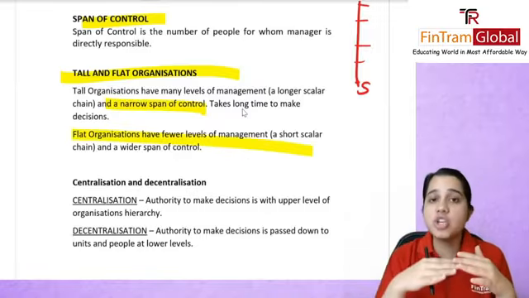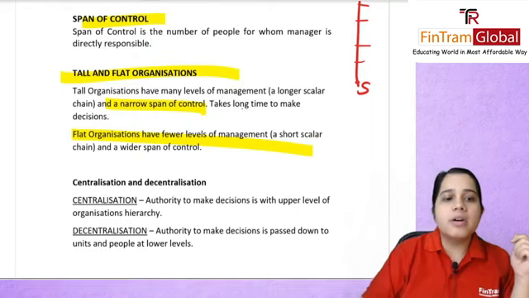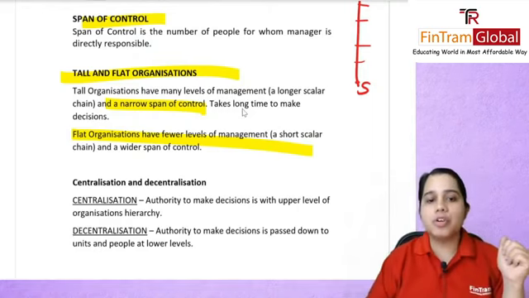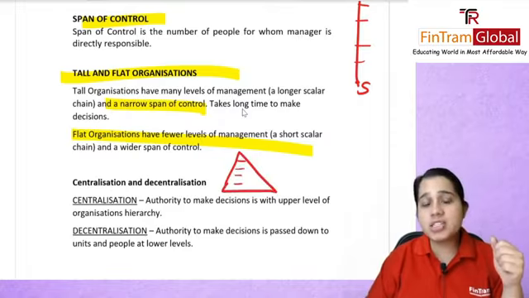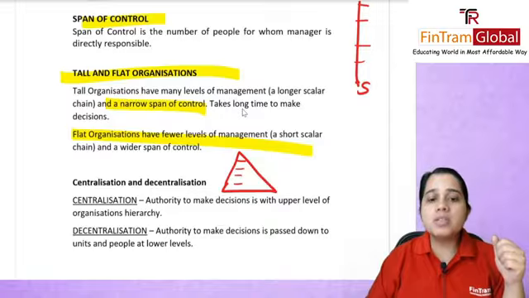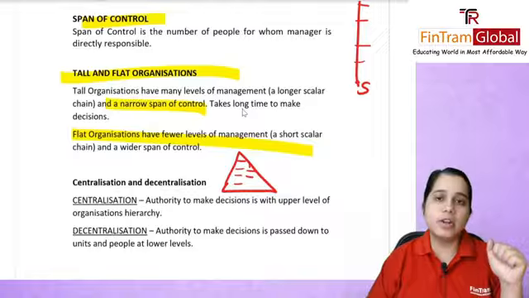Now, the scalar chain here is reduced, but the span of control is wider. So, you can see here in the diagram, this is a tall organization, basically too many levels. So, of course, your scalar chain is longer. But one person is, let's say, responsible only for 2 or 3 people. So, a narrow span of control.